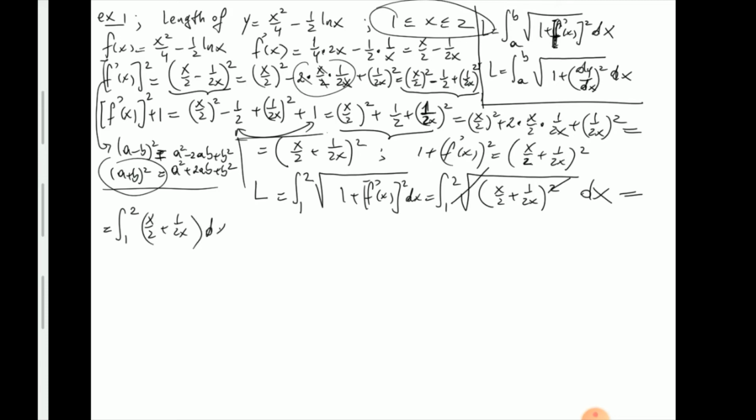And now it should be a simple integral, term by term, right? So the first one is 1/2 x squared over 2 plus 1 over 2 ln of x, between 1 and 2.